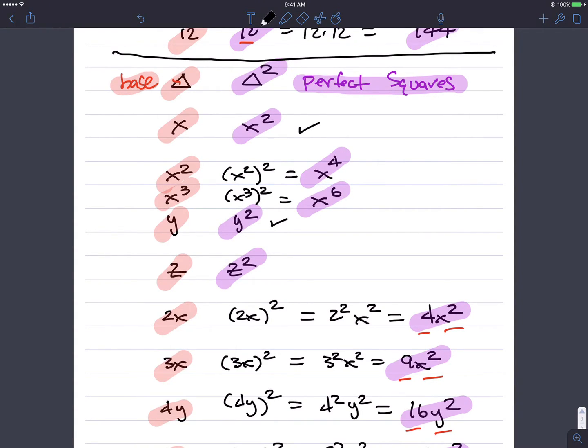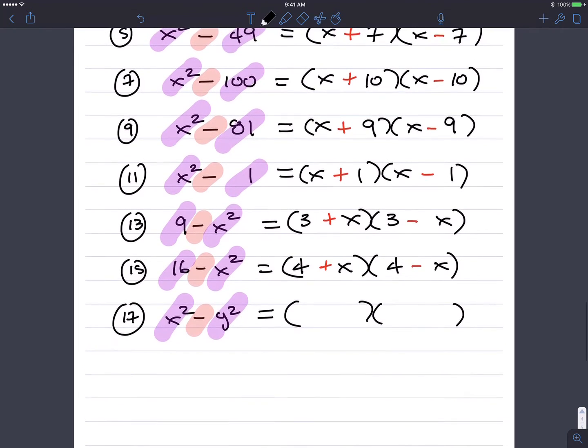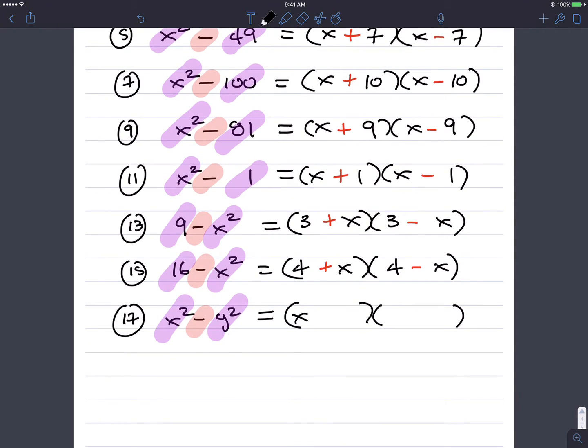What was the base? Y. Okay. So what do I put first? X and X, and then Y and Y. What are the signs? Plus and what? Minus. Is that true?